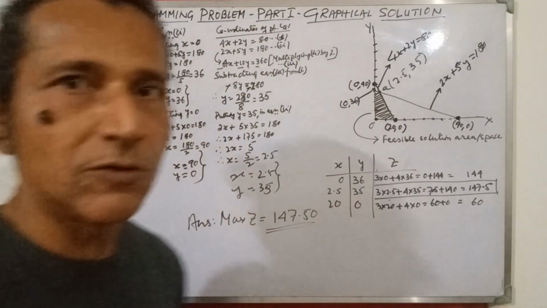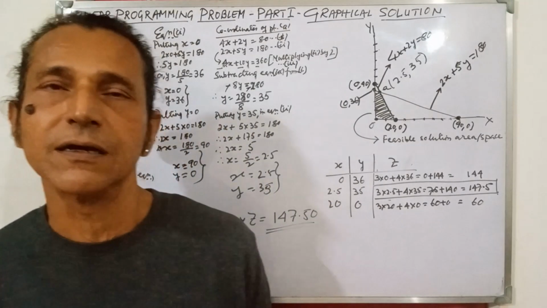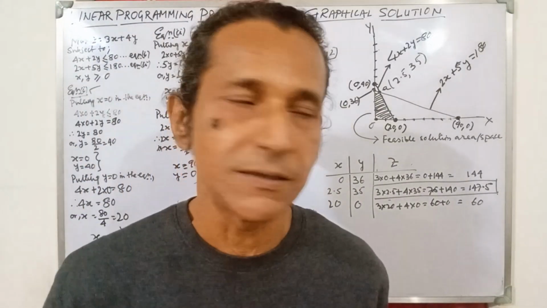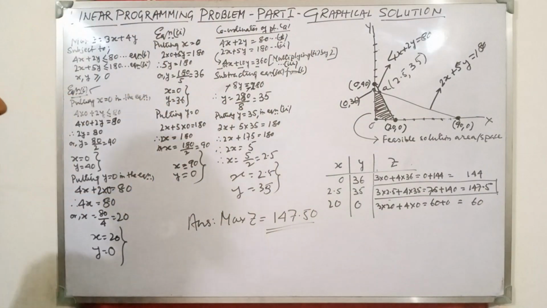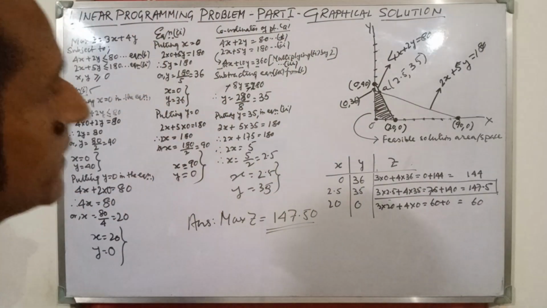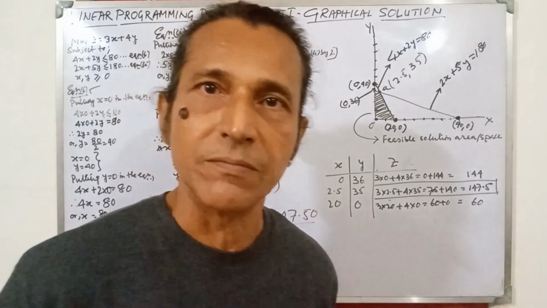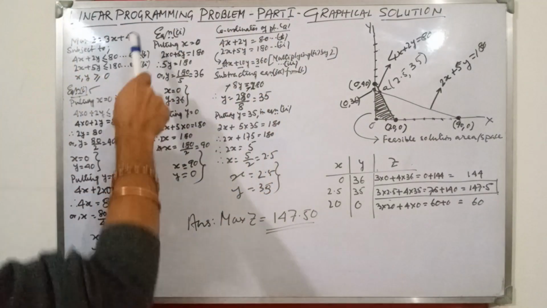In my next video, that is part 2, we will see how to formulate a linear programming problem and then how to solve that. Here I have only discussed what is meant by the linear programming problem and how you can solve the problem. We have taken one example.